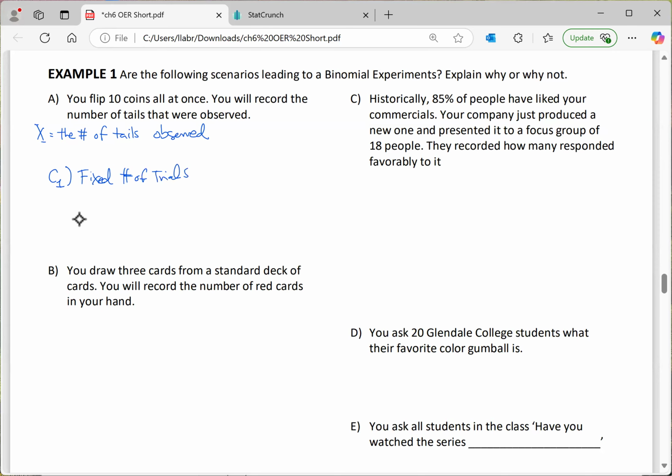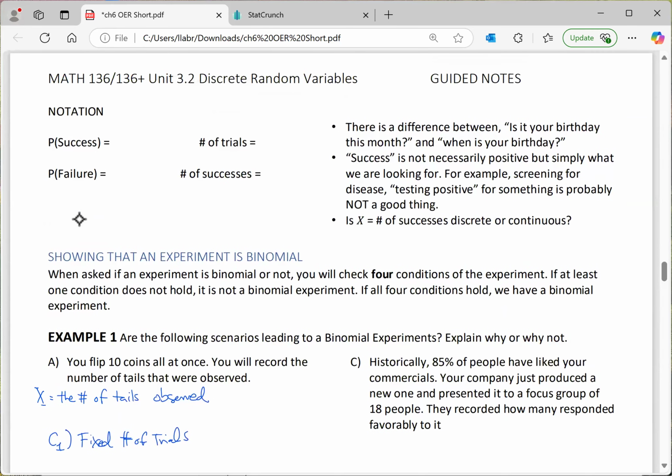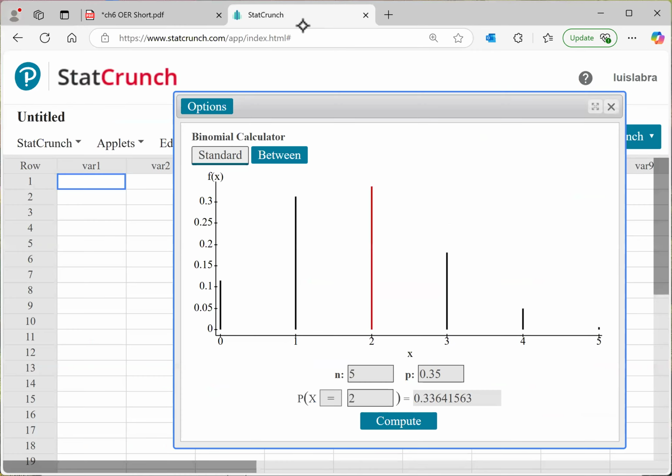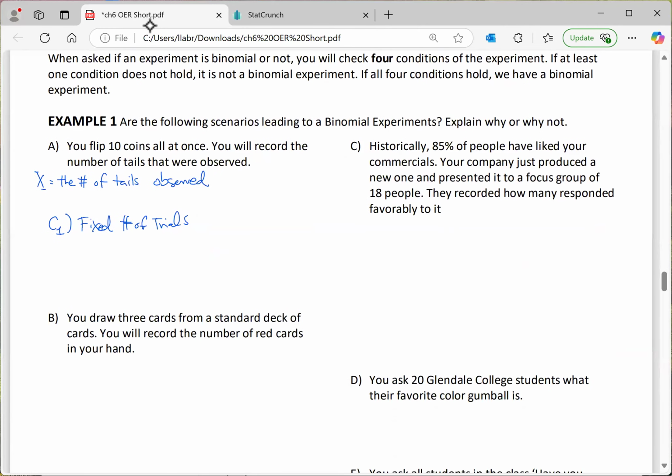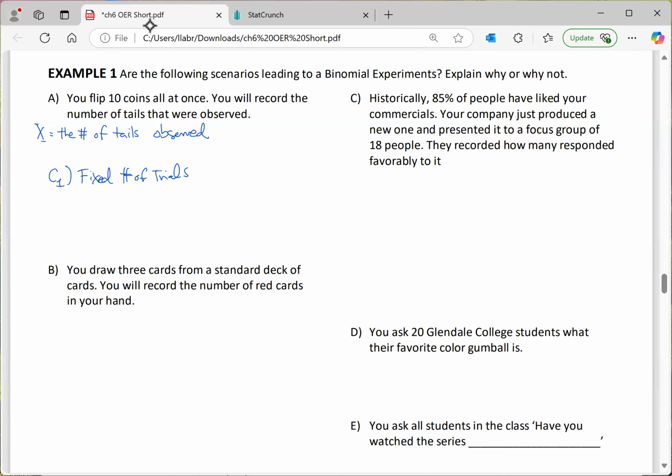And notationally, I'm going to go ahead and already push the notation that we're going to be using. So the notation, when you've got the number of trials, that's going to be n. Number of successes, that's your random variable. So that's going to be little x. It's a specific value. The probability of success, or yes, that'll be p. And then the probability of failure, that's 1 minus p. So for us, the main thing that we'll need is p, the probability of success, and then n, the number of trials, because that's what we need for the applet. So we're always going to be after n and p. All right. So for C1, fixed number of trials, that basically means n is 10. So we're good on that.